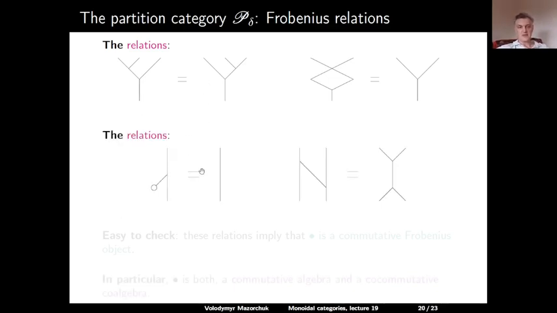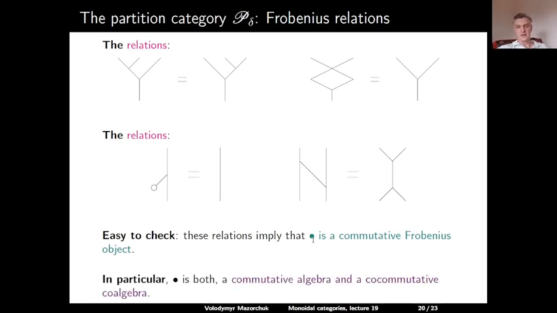And then we also have these relations, that this creation operator or the annihilation operator, when it is attached to a vertical line, just disappears. And then we have this relation. And all these relations combined, they say exactly that our object bullet is a commutative Frobenius object. And in particular, as we already mentioned, that it is both a commutative algebra and a co-commutative coalgebra.